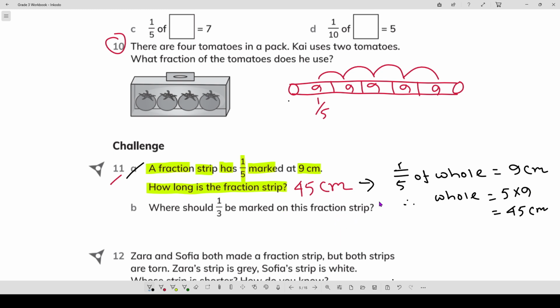So total 45 centimeters. If you make this one 1/3, we can write 1/3 of 45. It will be 45 divided by 3, which is 15. So 15 centimeters. Very simple.